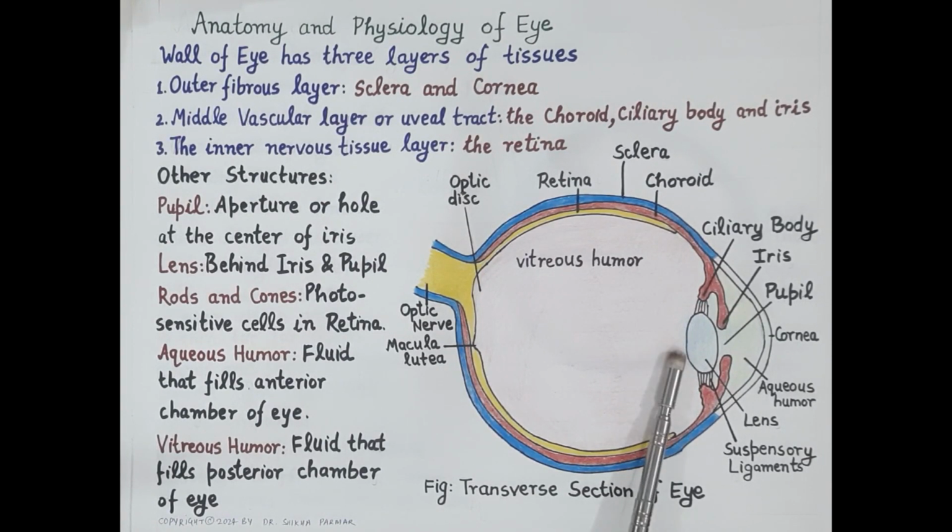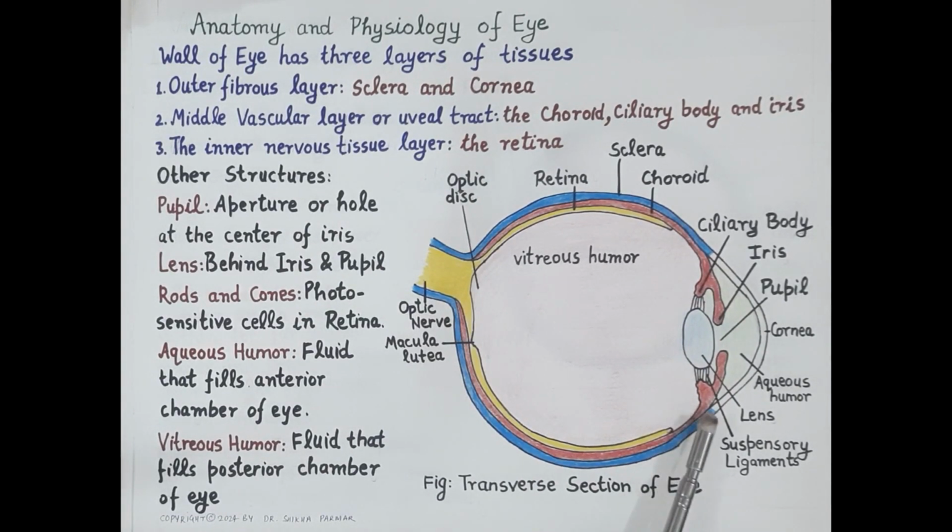Now as you can see here, this is the lens and this lens is enclosed in a capsule and these suspensory ligaments are found attached to the capsule. Now the ciliary muscles of the ciliary body give attachment to these suspensory ligaments and the epithelial cells of the ciliary body secrete a fluid. That fluid is called the aqueous humor and this fluid fills the entire anterior segment of the eye.